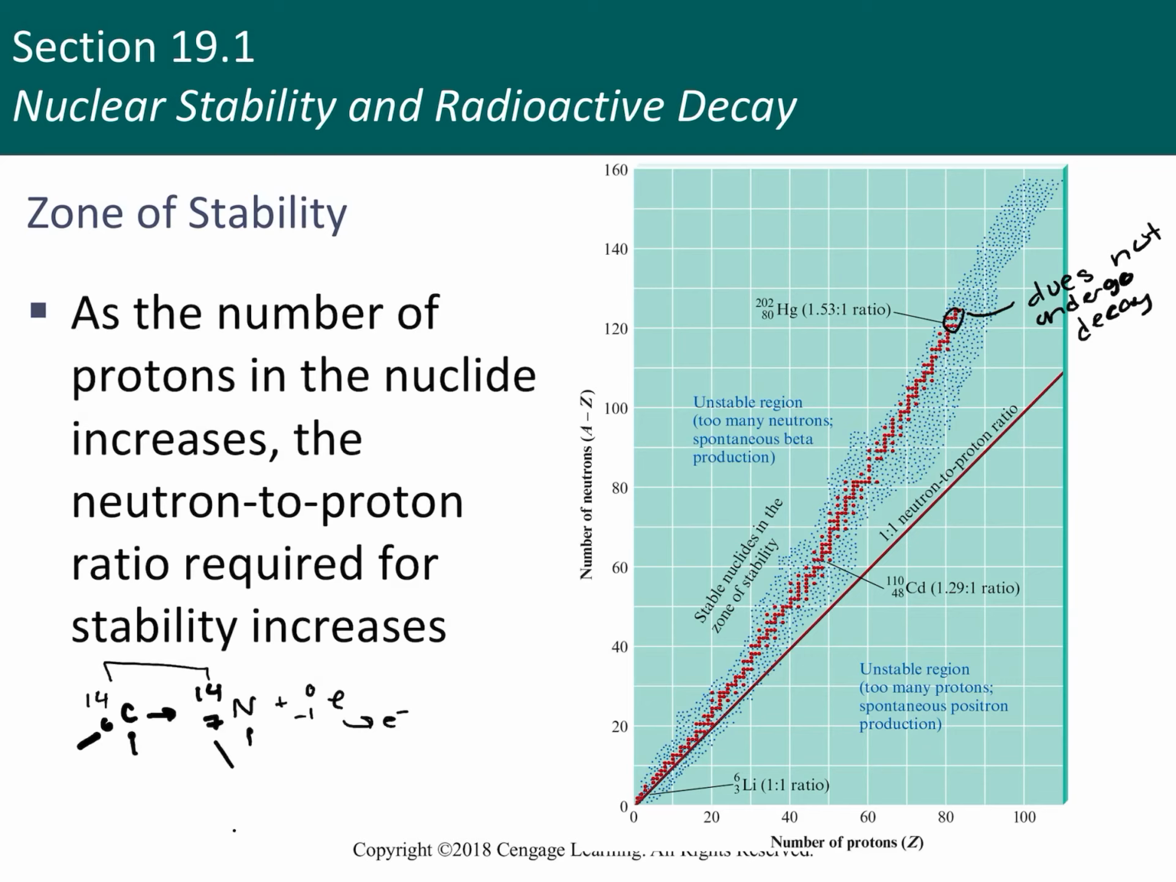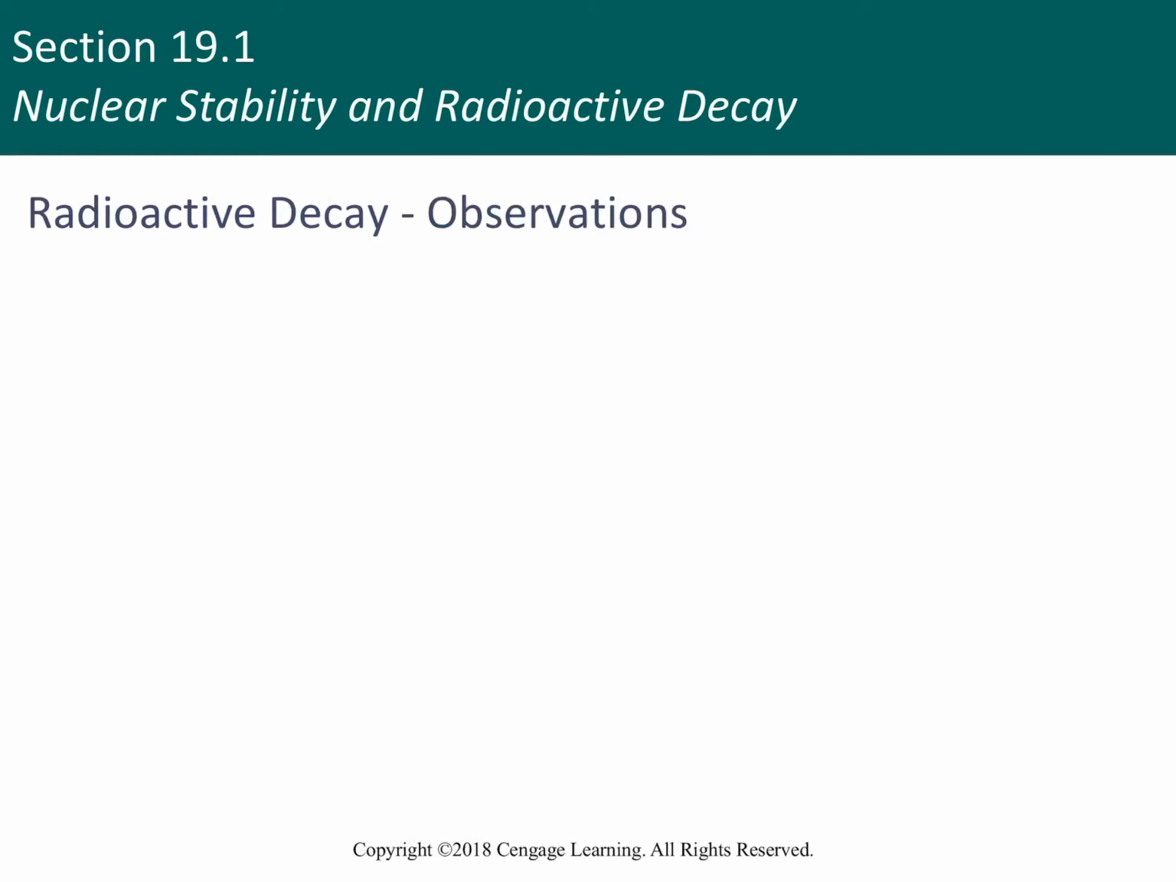Note that as the number of protons in the nuclei increases, the neutron to proton ratio required for stability also increases. This zone of stability starts at a 1-to-1 ratio of neutrons and protons.